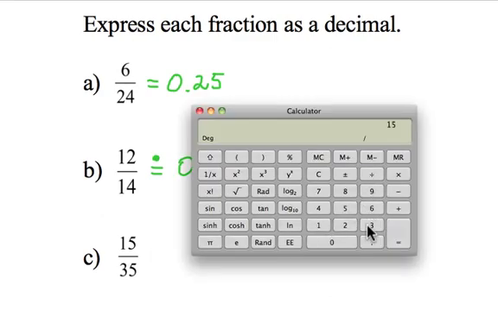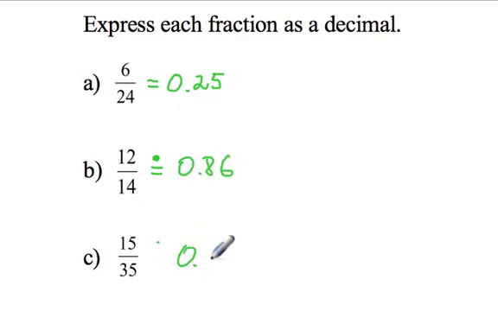15 divided by 35 equals 0.4285, and there are more numbers. If we wanted to round to 2 decimal places, then we are looking at the third decimal place, that's 8. So we are going to round it up. It's going to be 0.43. And it's a rounded answer, or approximately 0.43.